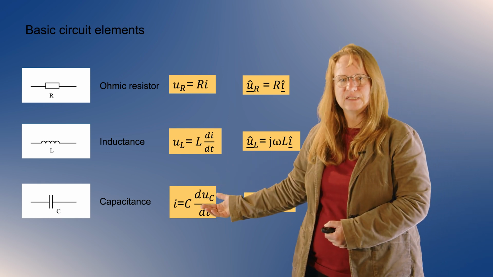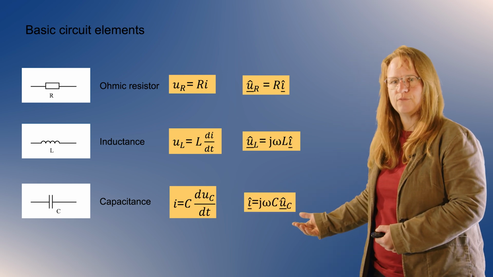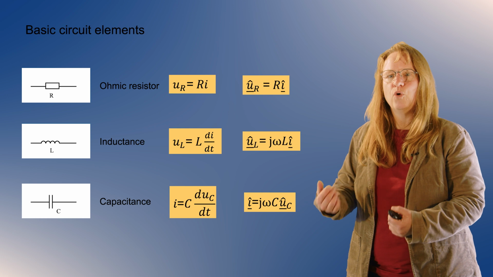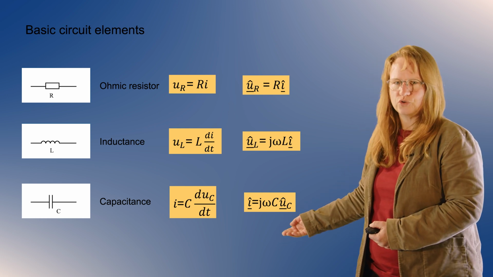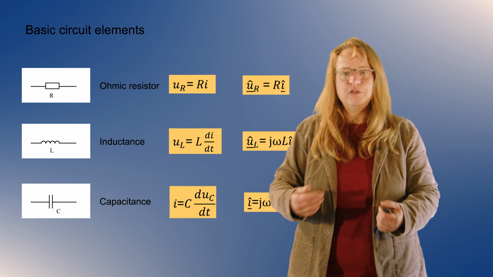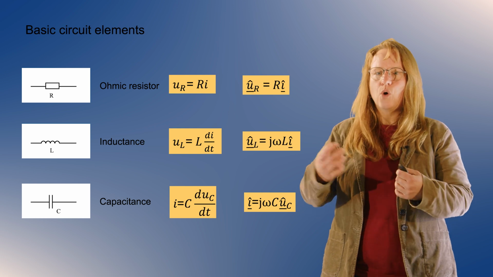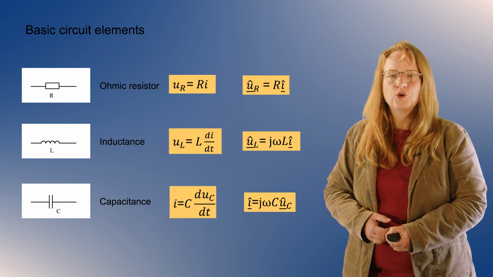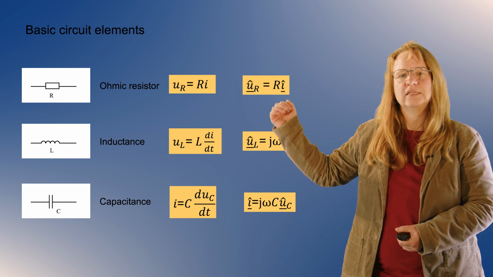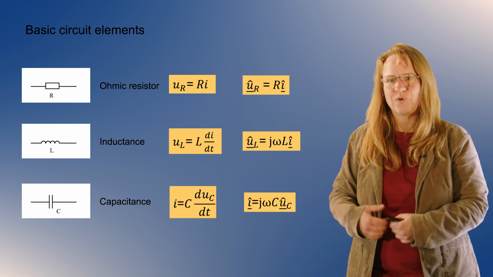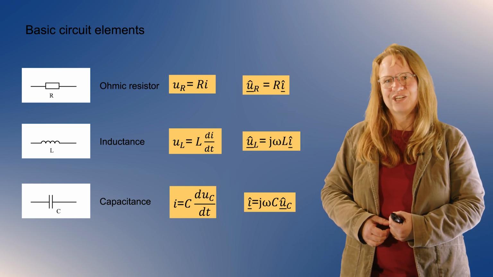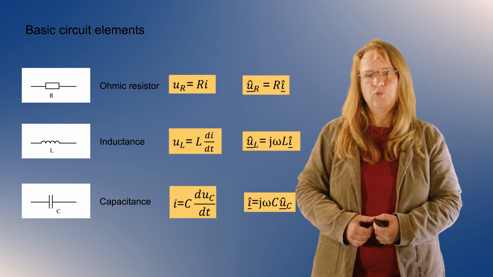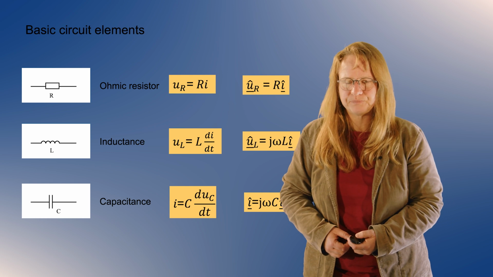And then for the capacitance, we also have a derivative. So the time domain equation again goes to an equation with a j omega multiplication in order to go to the frequency domain. If we evaluate how components behave under different frequencies, it's typically a lot easier to calculate in the frequency domain, and that's why it is one of the important techniques in electrical engineering, to use these frequency domain representations and calculations.